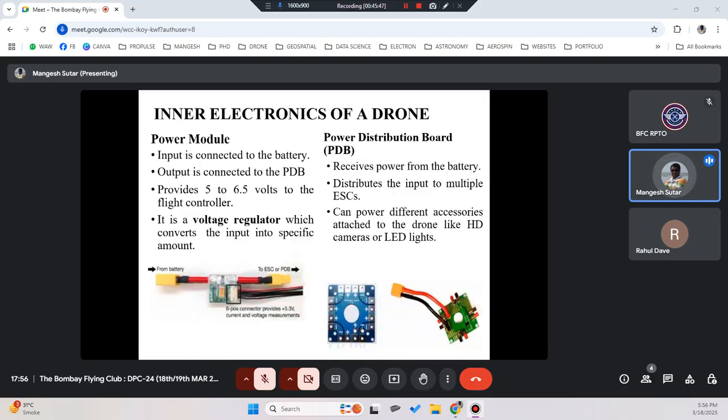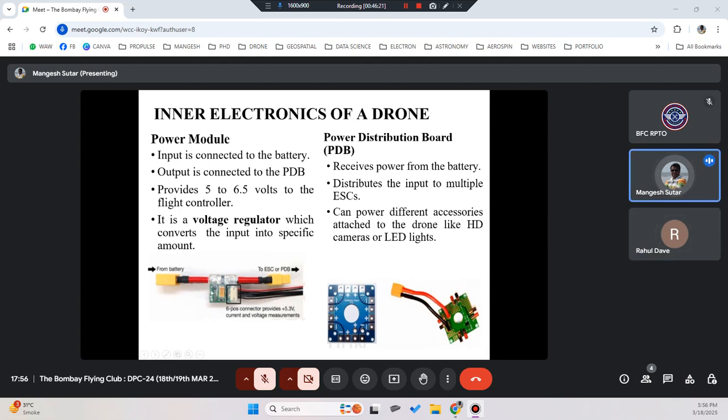Then you have power modules, where the input is connected to the battery and the output is connected to the power distribution board. It provides 5 to 6.5 volts to the flight controller. It also acts as a voltage regulator, which converts the input into a specific amount. If you see here, there is a connector connecting to the battery side, whereas there is a connector which connects to the ESC or PDB, that is, the power distribution board. Then it will distribute to the four ESCs or four motors.